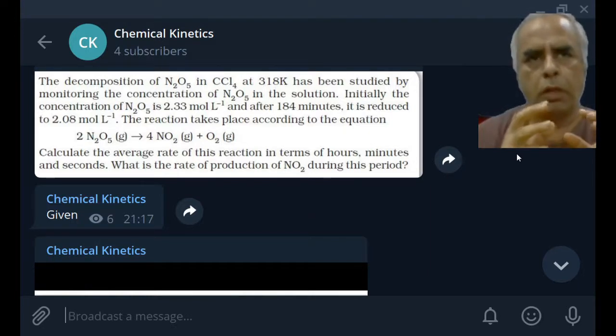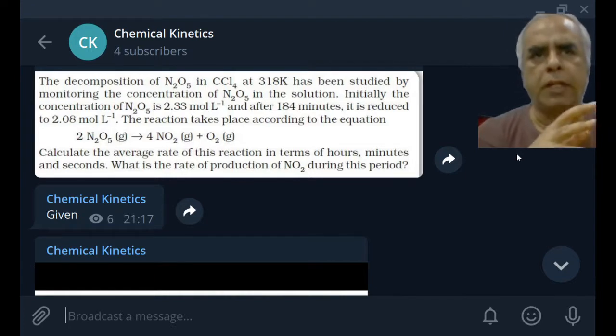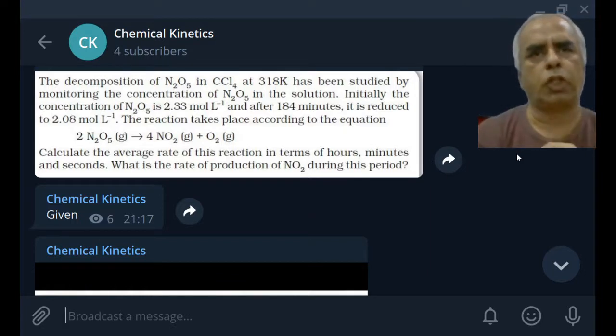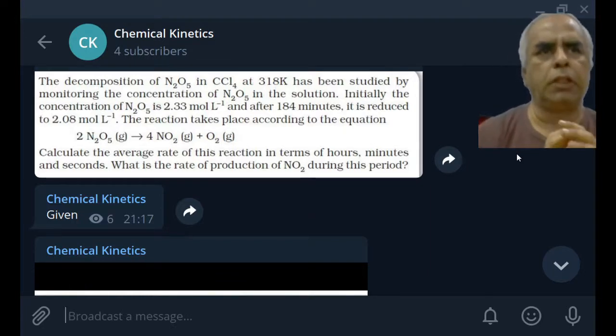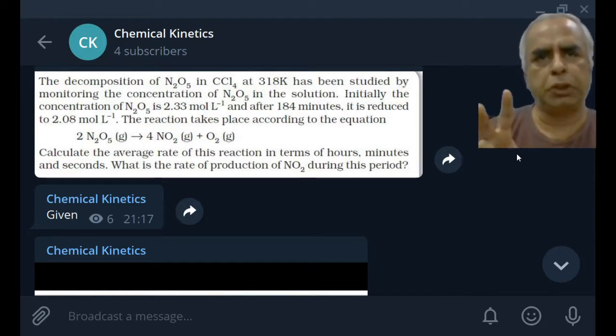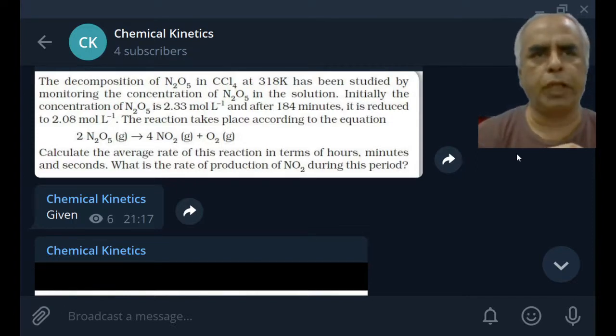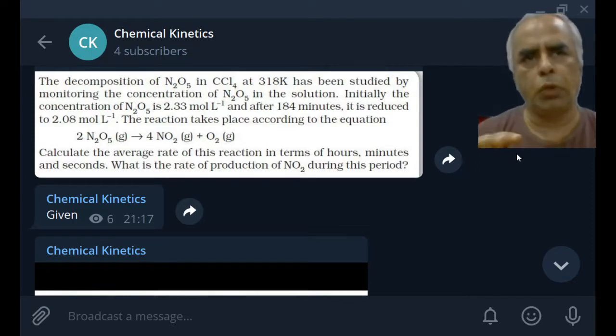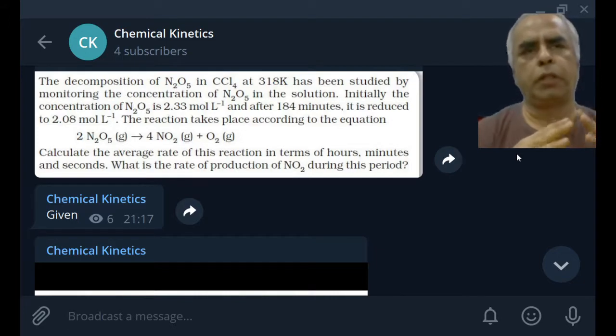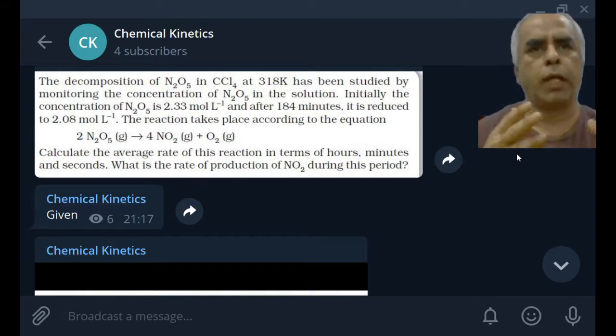That is how far the reactants are getting decreased. The concentration is getting decreased. So that's what we are stressing here. The rate of the reaction always depends on the initial concentration of the reactant. So initially the concentration of N2O5 is 2.33 mole. You just look at the problem. The initial concentration is given very clearly as 2.33 mole per liter. That is the molarity, is it not?